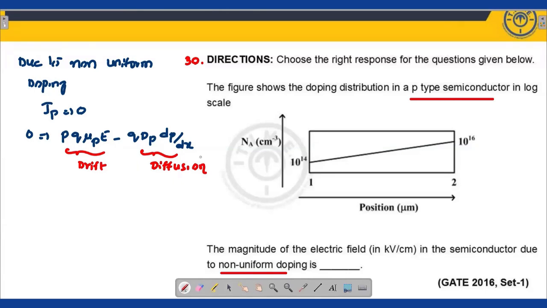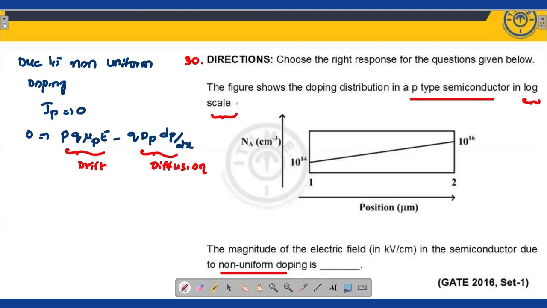So how are things here? This is the complete scale. This is the micrometer scale, and this is the acceptor concentration scale. What kind of scale is this? It is a logarithmic scale. He only mentioned it over here. Logarithmic scale, my dear friends, which is very important over here.